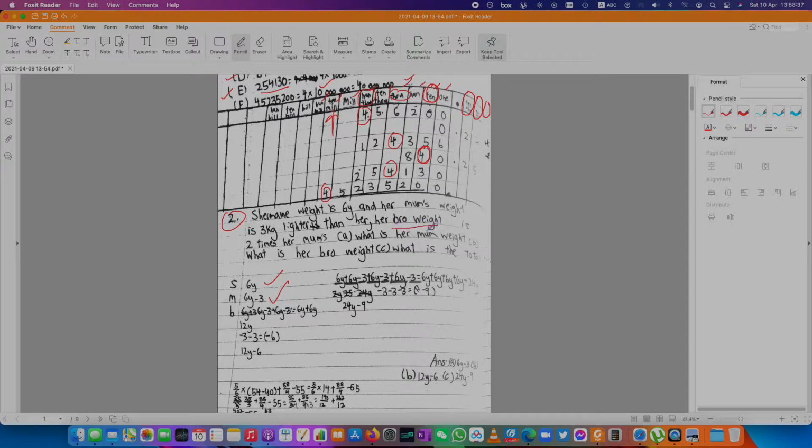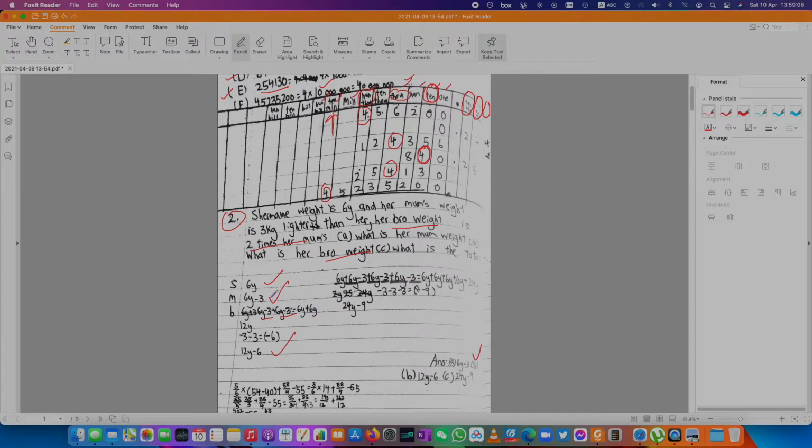Therefore, next. Brother's weight is 2 times. So you have to add mother's weight 2 times, and after that, you just simplify. So you get 12y minus 6. So brother's weight is 12y minus 6. And then of course, what's the total? Total is you have to add the 3 of them up, right? So how do you add the 3 of them up?